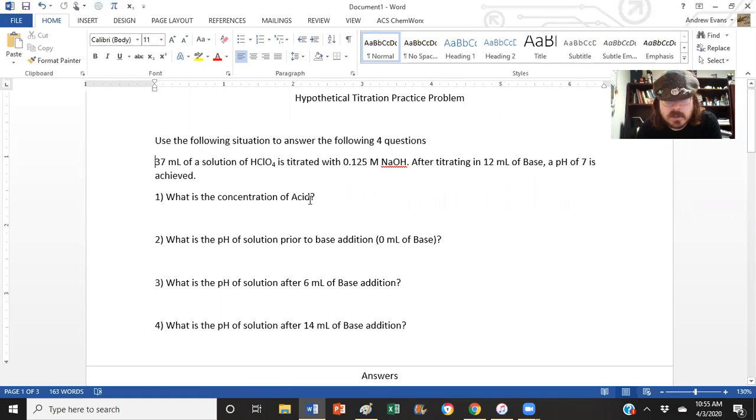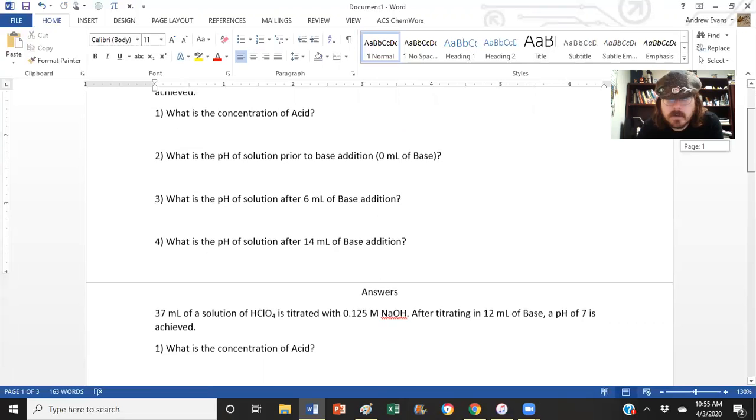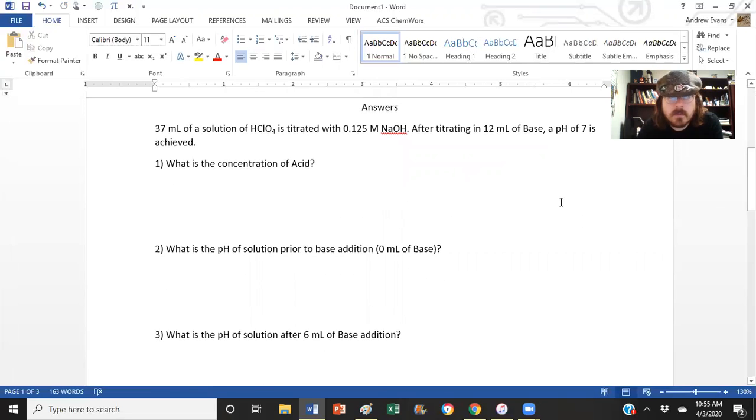What is the concentration of acid? What is the pH of solution prior to the base addition? What is the pH of solution after 6 mL of base addition? And what is the pH of solution after 14 mL of base addition? So just leaving those separate, let's look at answers. We're going to work through these in real time. The numbers I just pulled out of thin air just to work through this.